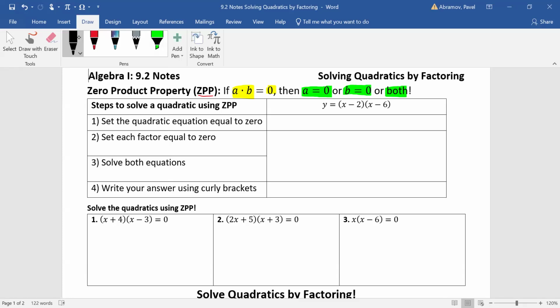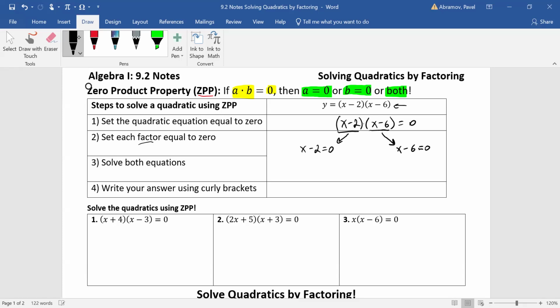So therefore, if we have a function y equals x minus 2 times x minus 6, and we want to find its zeros, then we can set the whole equation equal to 0. So it would be x minus 2 times x minus 6 equal to 0. And then from there, we can set each factor equal to 0. A factor, of course, are the parts that are being multiplied. So therefore, we'll have x minus 2 equals 0, and we'll have x minus 6 equals 0.